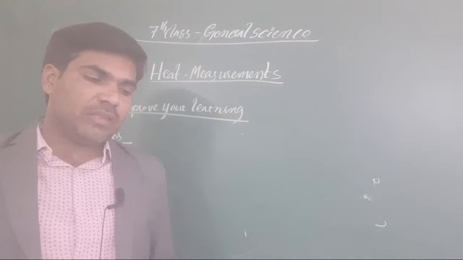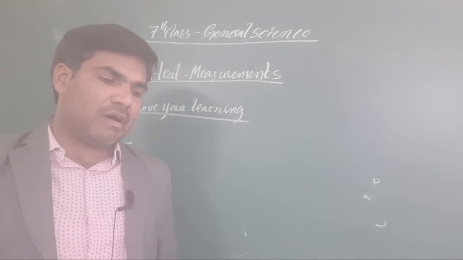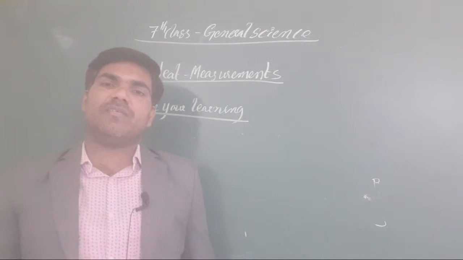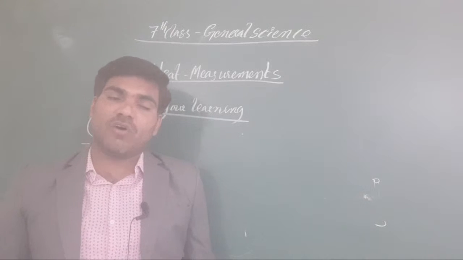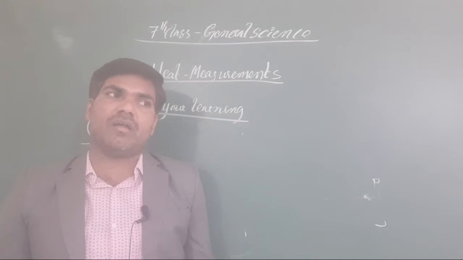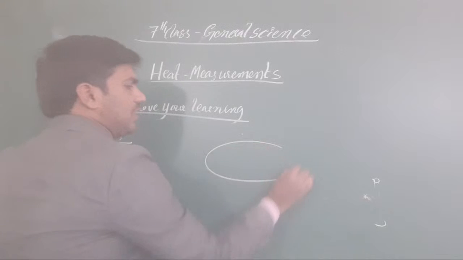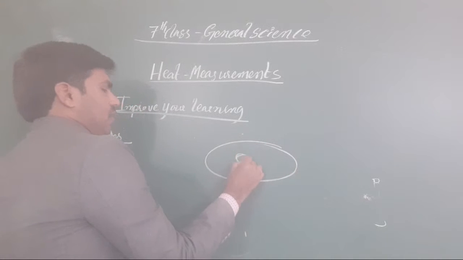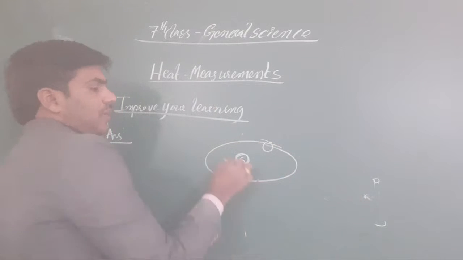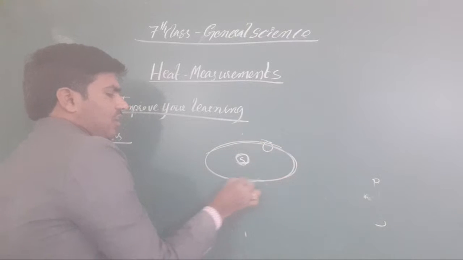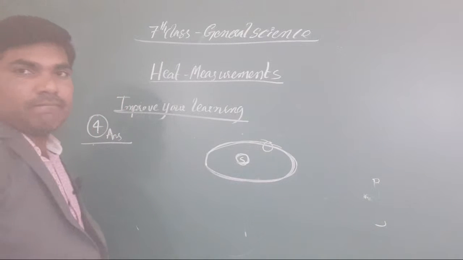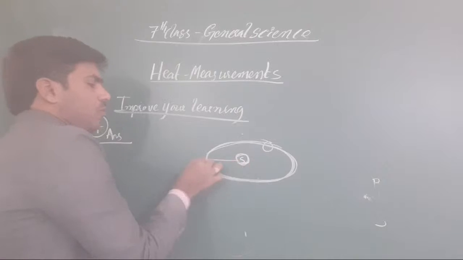And the fourth one: during the winter morning, why do people stand in the sun? Explain. You know very well, during the winter there is a cold environment or atmosphere. Why? Because our earth is revolving around the sun. Clear or not, all the students? In which orbit? In an elliptical orbit, not a circular orbit. It will be revolving around the sun in an elliptical orbit.